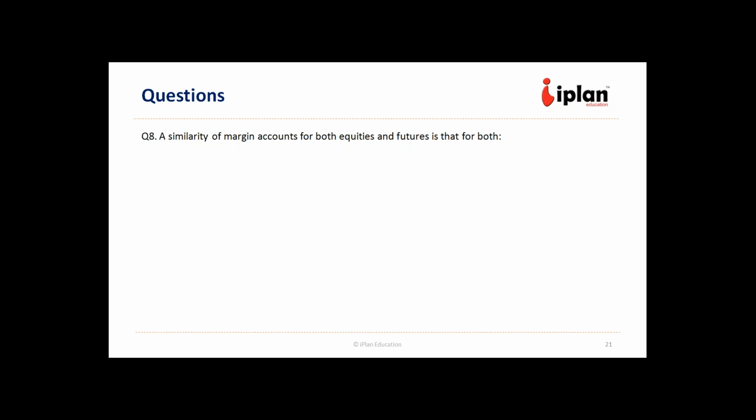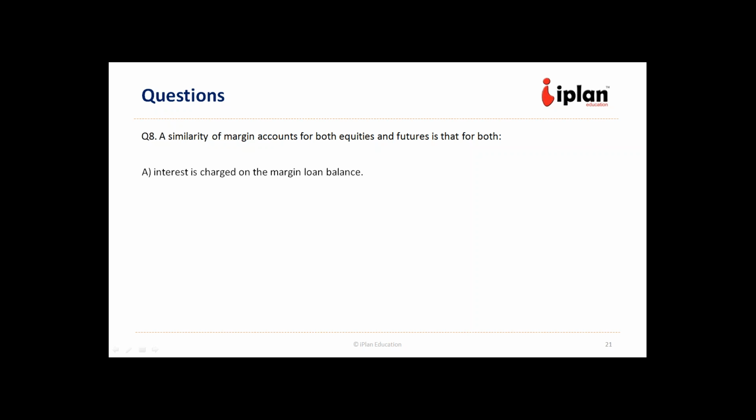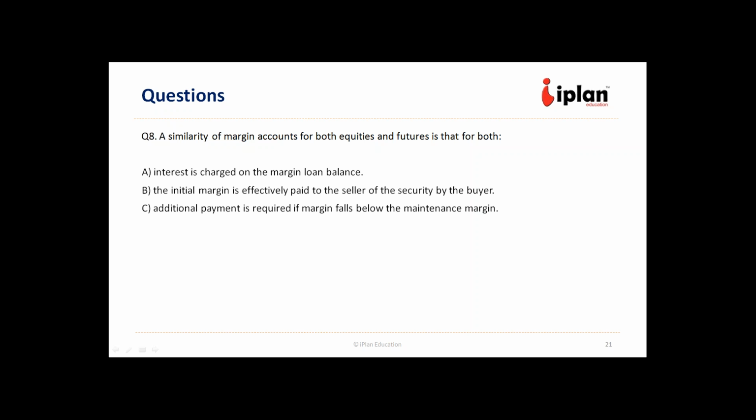A similarity of margin accounts for both equities and futures is that for both, interest is charged on the margin loan balance. Yes. Initial margin is effectively paid to the seller of the securities by the buyer. Is it so? I don't think so. Additional payment is required if margin falls below the margin level. Yeah, this is true. The value of the security is collateral for the loan.